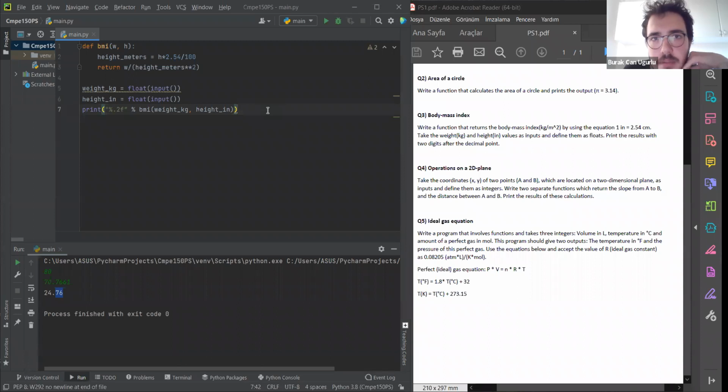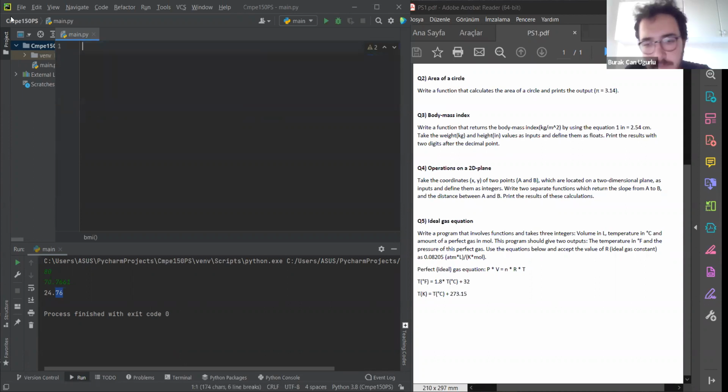Are there any questions about this? These 2 questions? Okay, then I'm continuing with the 4th question: operations on a two-dimensional plane.